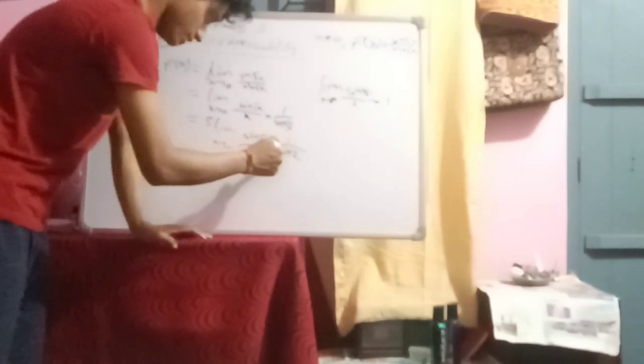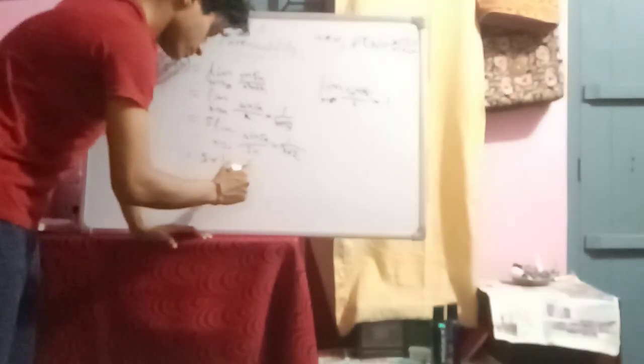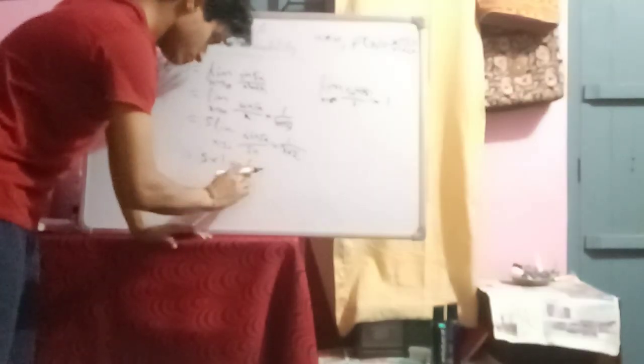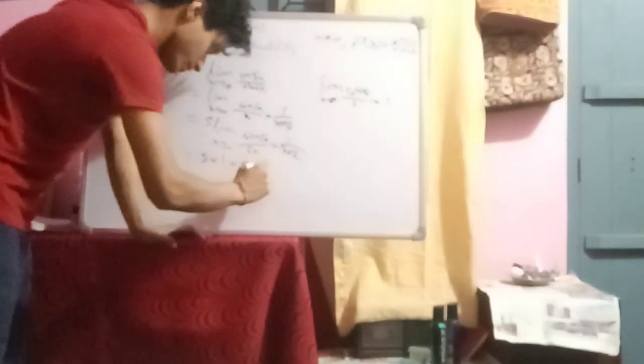and plugging in 0 for this x would become 1 over 0 plus 2. That would just become 1 over 2, and this thing would become 5 over 2.